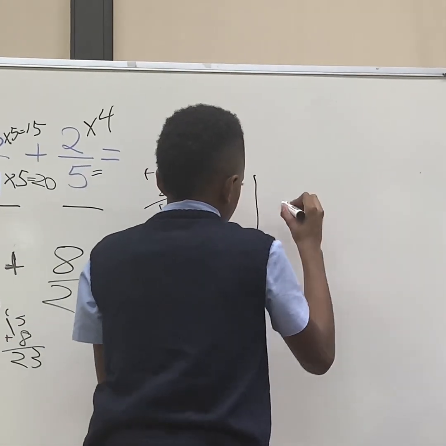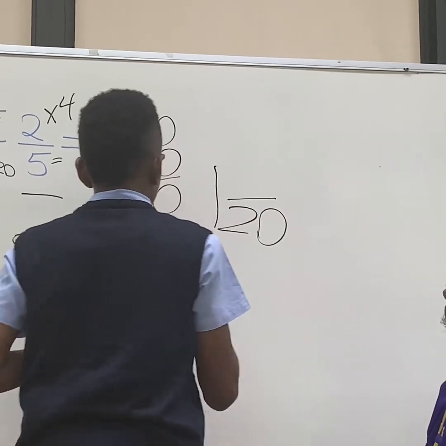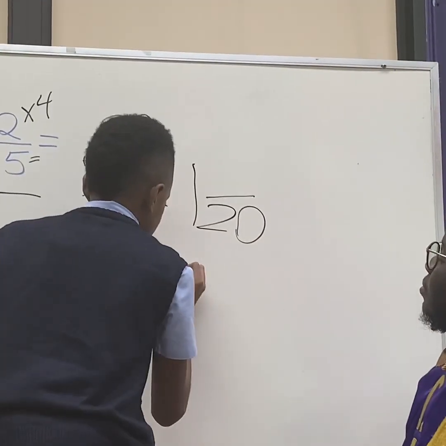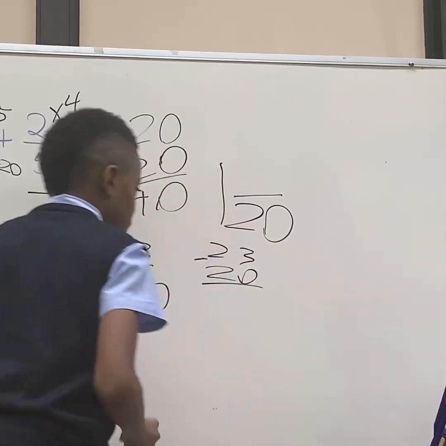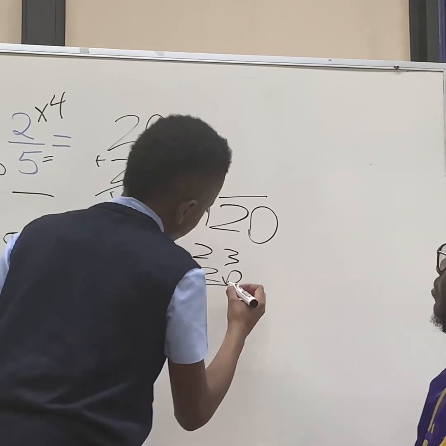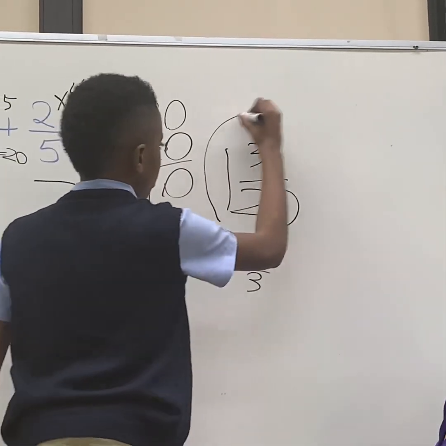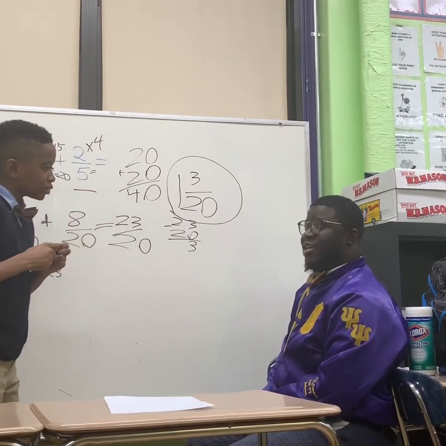Our denominator would stay the same, so that would be 20. But as you see, we have no numerator. So what we have to do is subtract 20 from 23. And from common sense, you would know that that would be just 3. So our answer would be 1 and 3/20. Whoa, Giovanni, that was excellent. Can I give it a try?